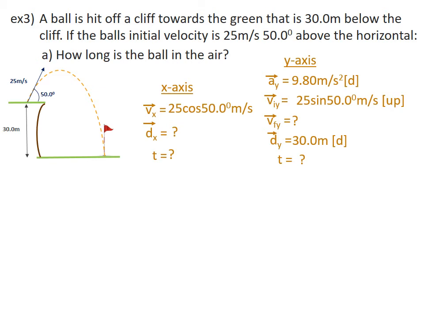One thing I have to do in my variable list before I move on, I have to make sure that everything is facing the same direction. So in the y-axis, I have 2 downs and 1 up. So I'm going to switch everything to down. So my initial velocity in the y-axis will be switched from positive to negative, and the up will be changed to down.